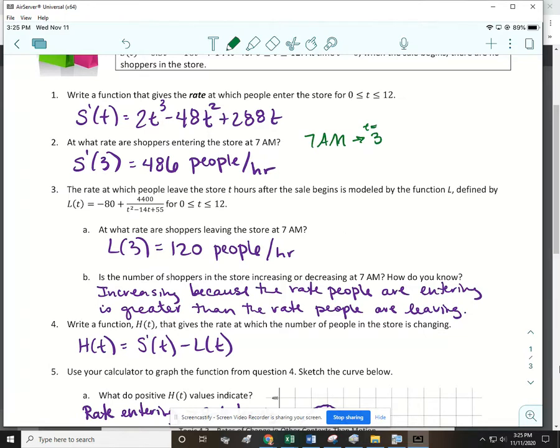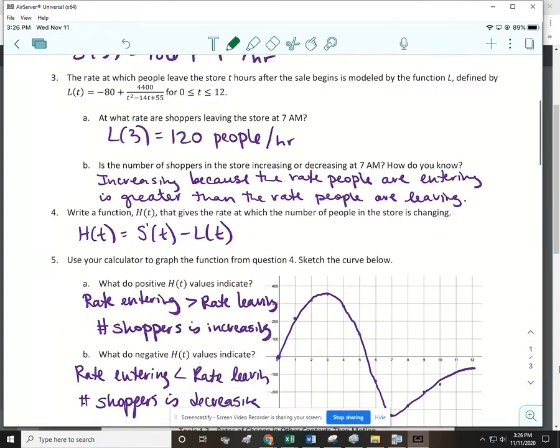So A asks at what rate are the shoppers leaving at 7 a.m. So we don't have to find a derivative of that. It's already a rate, so we just plug in that 3, and we get 120 people per hour. All right, B asks, is the number of shoppers in the store increasing or decreasing at 7 a.m.? So we just compare the rate that shoppers are entering and the rate shoppers are leaving to determine that. It would be increasing, because shoppers are entering faster than they are leaving.